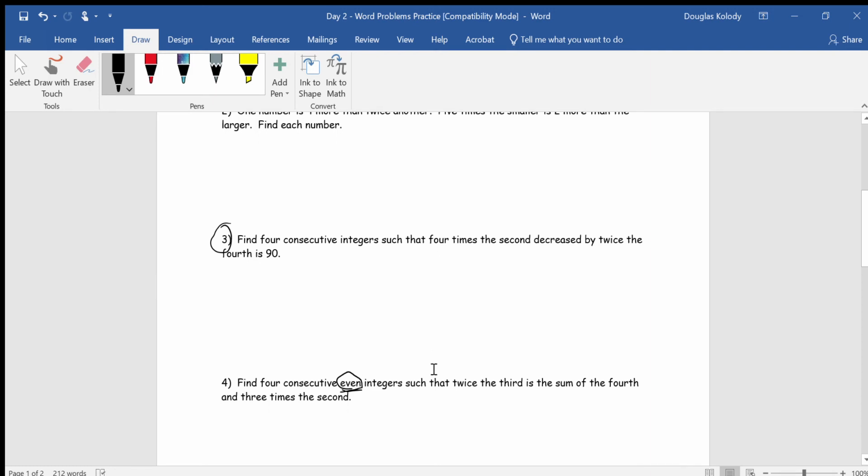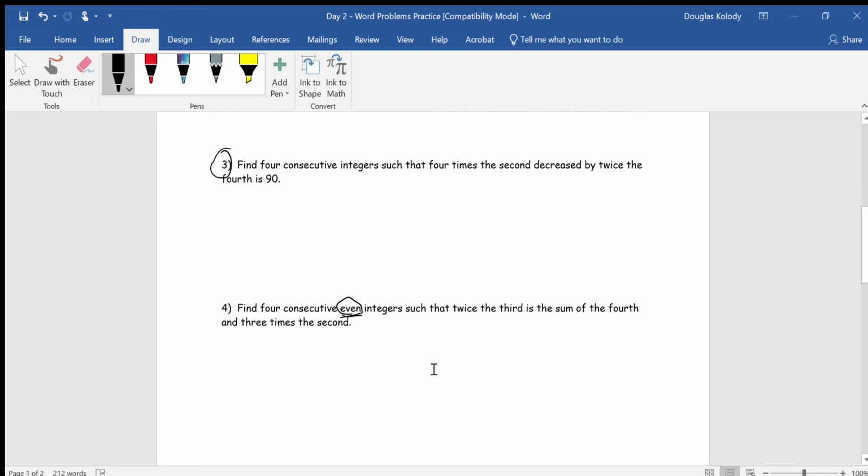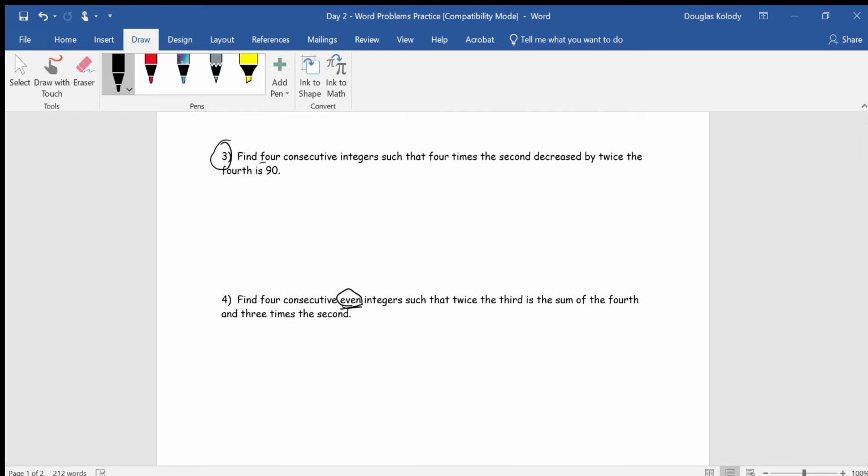Find 4 consecutive integers such that 4 times the second decreased by twice the fourth is 90. So once again, I'm just going to start off with 4 consecutive integers. So I'm not going to write first, second, third, fourth. x is the first. Actually, I will. The first, second, third, and fourth. So the next one is x plus 1, then x plus 2, and then x plus 3.